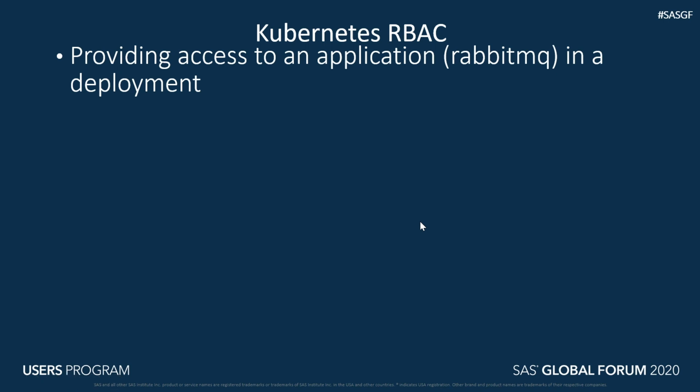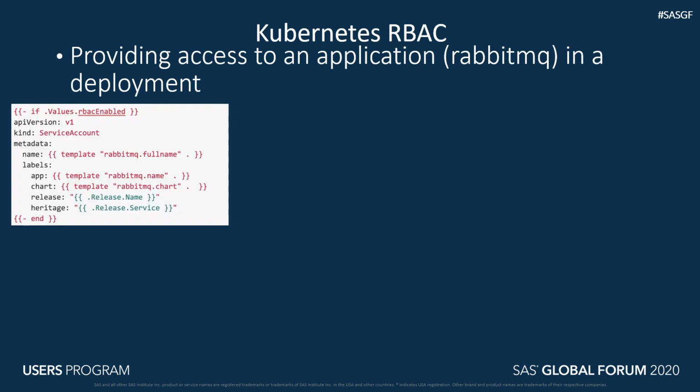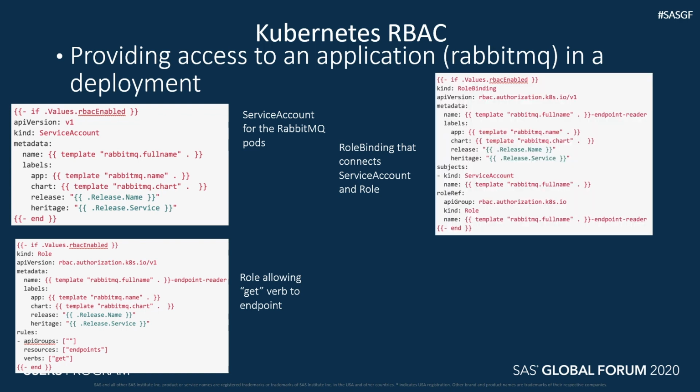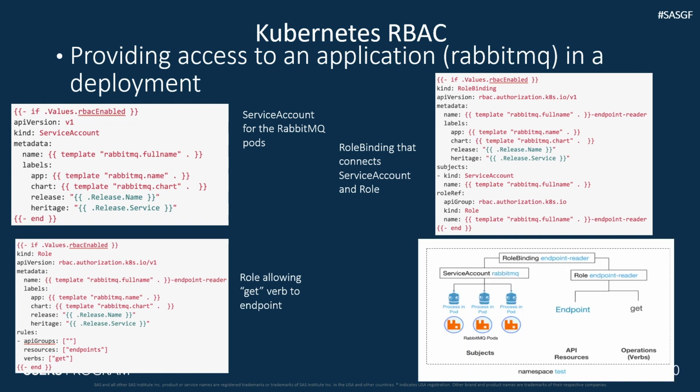So for RBAC providing access, if we want to take a look at an example, providing access to an application in a deployment. Here we can see a Helm template that has the service account for RabbitMQ. If RBAC is enabled there, and this is another feature of Helm, I could go through and say if something is enabled, then we can define a role allowing the get verb on an endpoint, and then the role binding connects the service account and the role together. So that then we have that service account for RabbitMQ able to do the get on the endpoints.